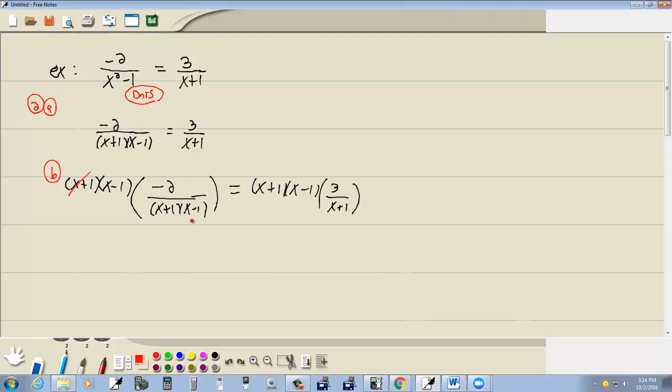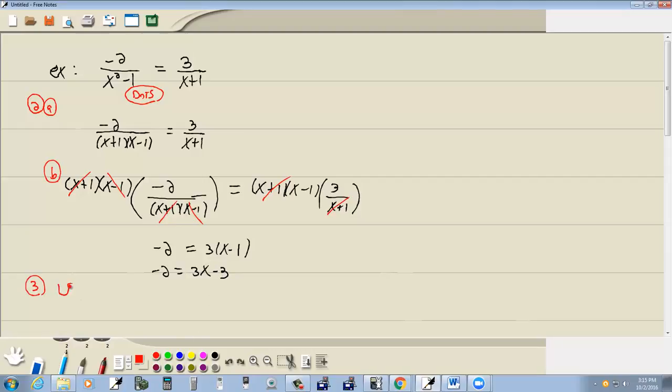We'll do that. This x plus 1 cancels that. This x minus 1 cancels that. This x plus 1 cancels this x plus 1. And we're left with negative 2 equals 3 times x minus 1. 3 times x is 3x. 3 times negative 1 is negative 3, distributive property.